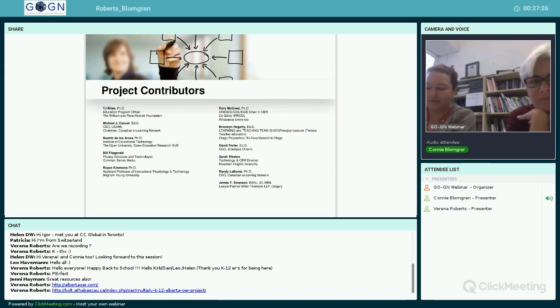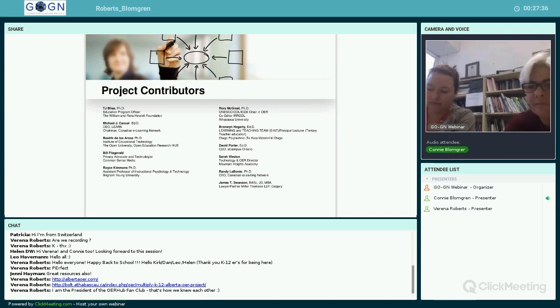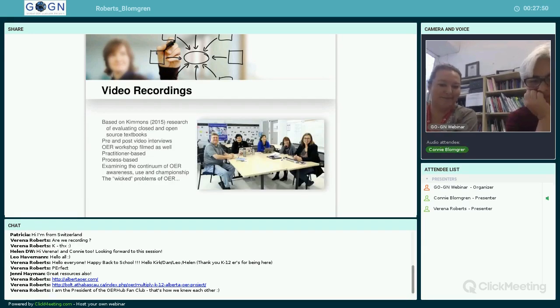So you can see the list, some very interesting people, some great researchers, some names of people who have done a lot of work for OER, especially in higher ed, because within K-12, it's very hard to find anyone who's done much research. It's not as an established area of research yet.